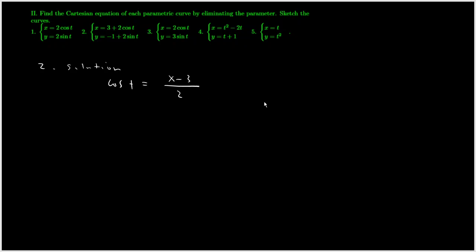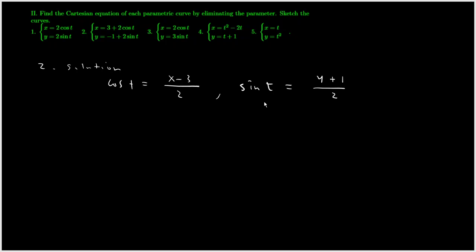And likewise, sine of t. You isolate sine of t, which is equal to, I believe, y. So let me know if you see anything wrong. You know I'm not super good at this. It's y plus 1 over 2, right?